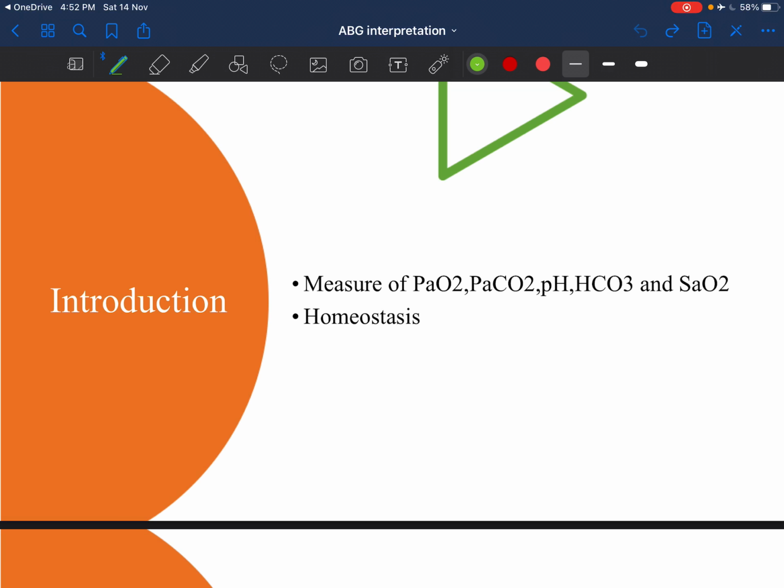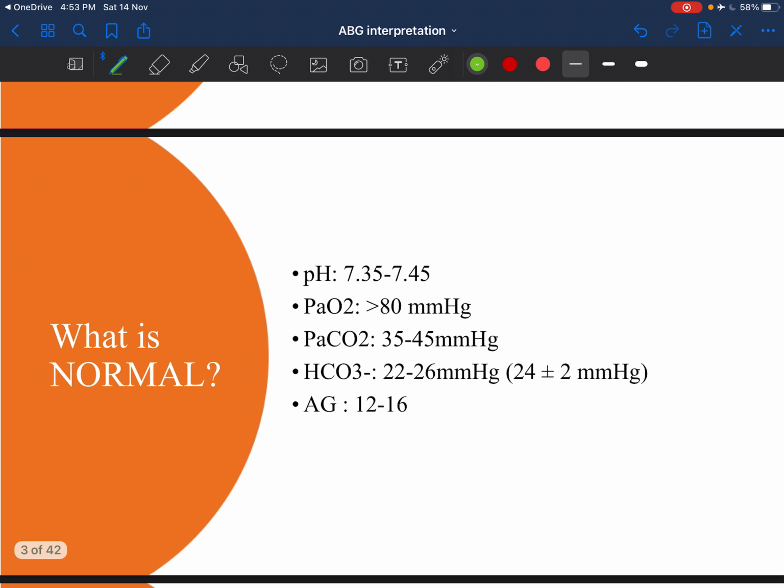What is the normal pH? pH is somewhere between 7.35 to 7.45. Even a 7.34 is considered acidosis and 7.46 is considered alkalosis. So you need precise values to exist in your body to maintain this homeostasis. So what is normal? Let's say all the normal values.